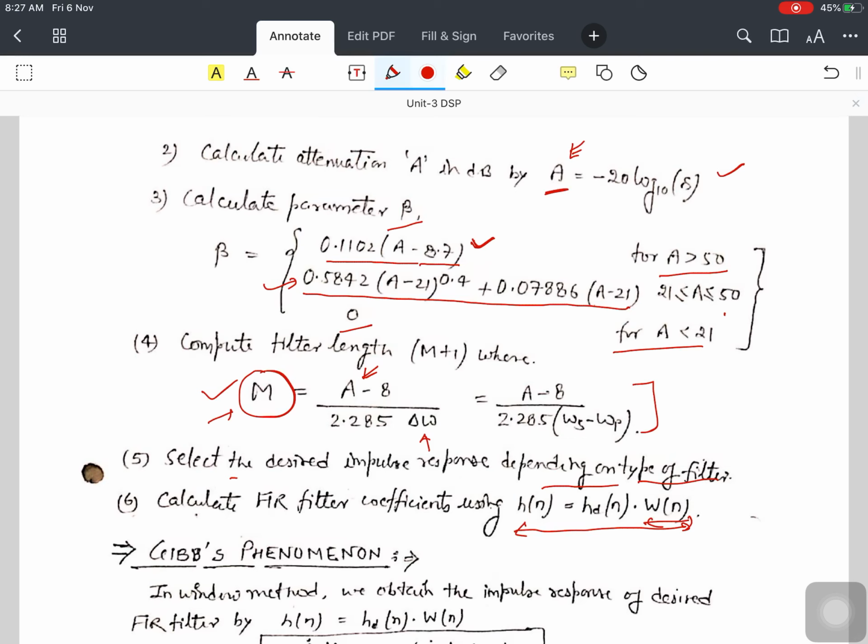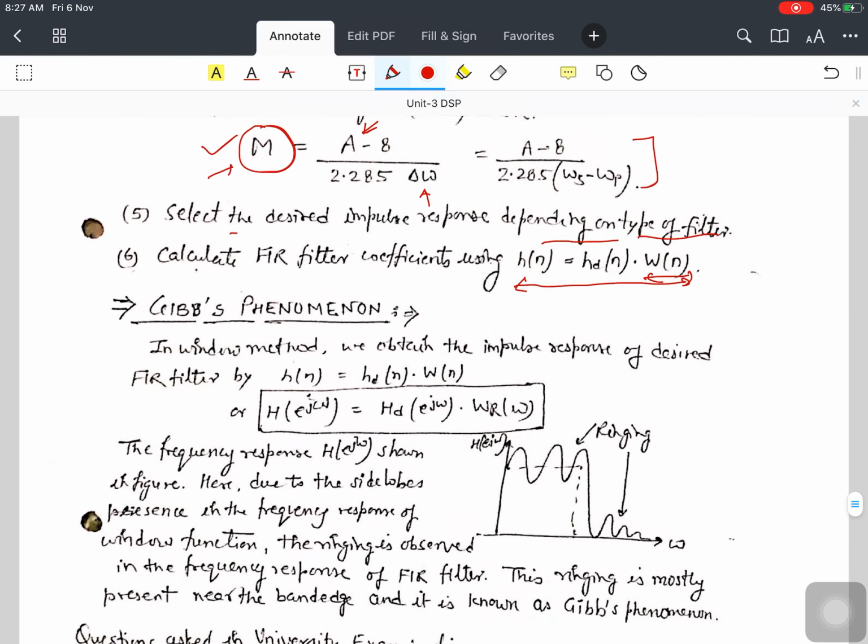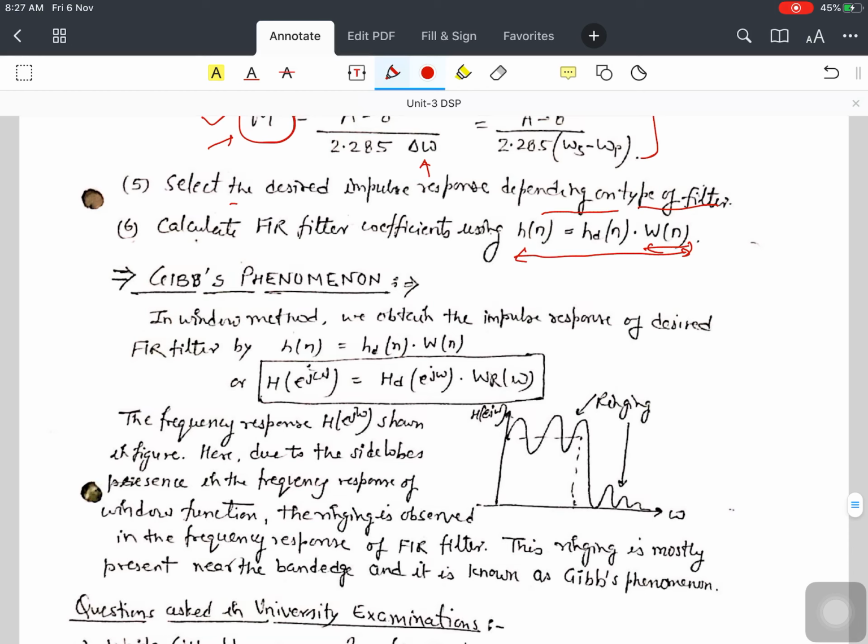Now here one more term has come, that is the Gibbs phenomenon. In the window method we obtain the impulse response of the desired FIR filter by h(n). If we take the Fourier transform of this h(n), we get H(e^jω) equal to Hd(e^jω) into W(e^jω). The frequency response H(e^jω) is shown in the figure. You can see the same which we have seen earlier.